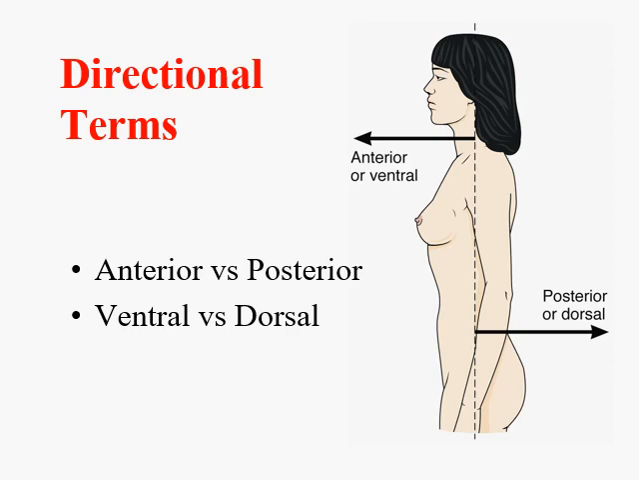The eyes are anterior to the brain, or the brain is posterior to the eyes. The sternum is anterior to the heart, or the heart is posterior to the sternum. Ventral and dorsal can be used as synonyms for anterior and posterior.